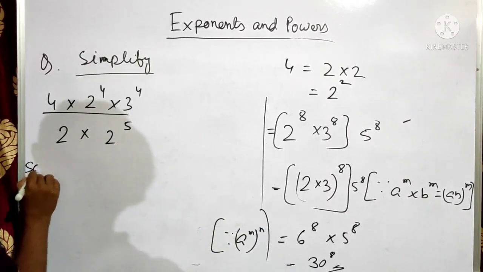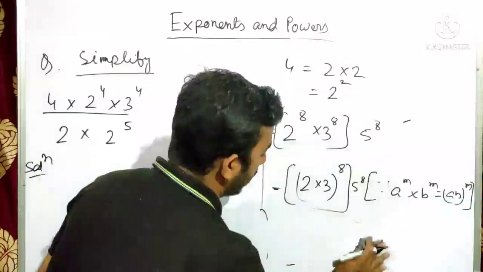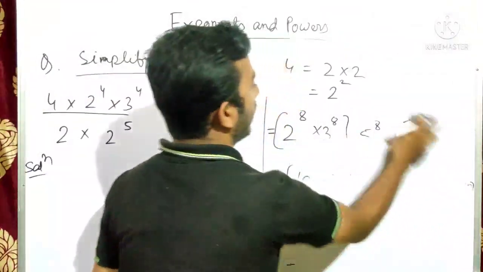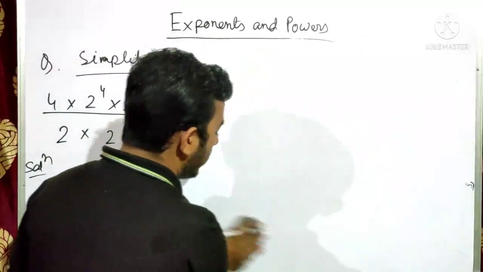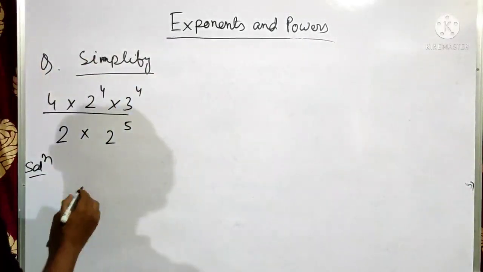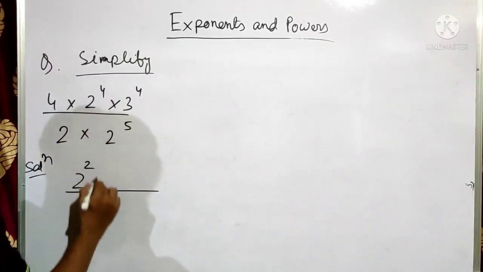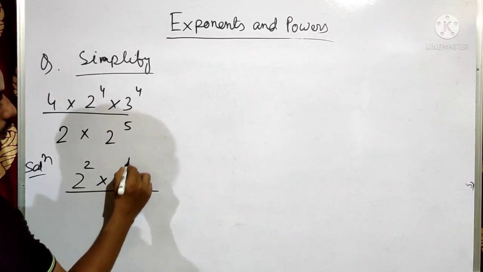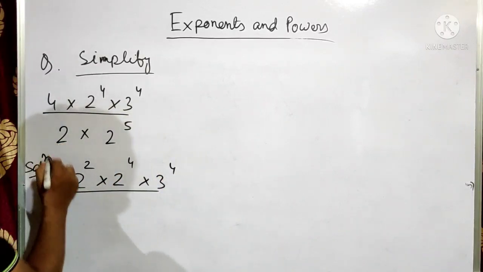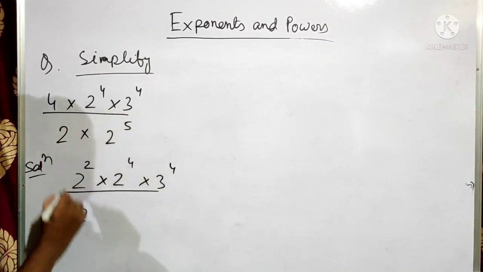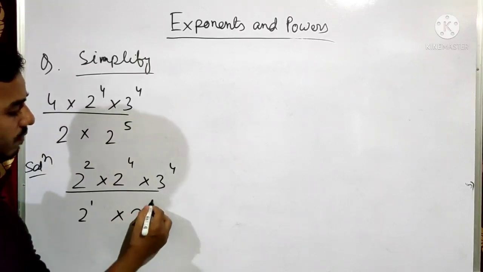Okay. So now we can continue with the relation a to the power m into a to the power n. With the help of that relation we can simplify the given expression. So here, in place of 4 we will write 2 power 2, into 2 power 4, next 3 power 4. Clear? The next is 2, so this is power 1, and next is 2 power 5.